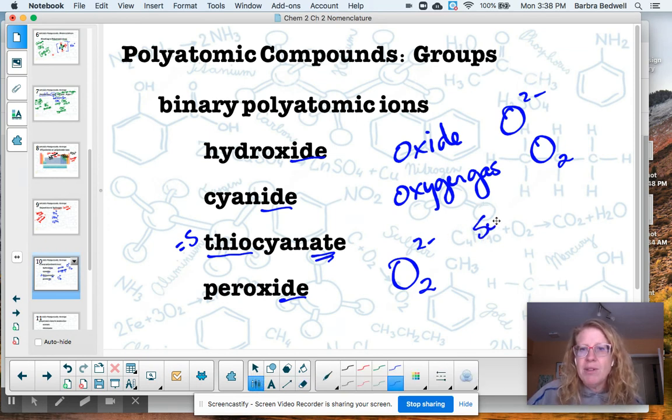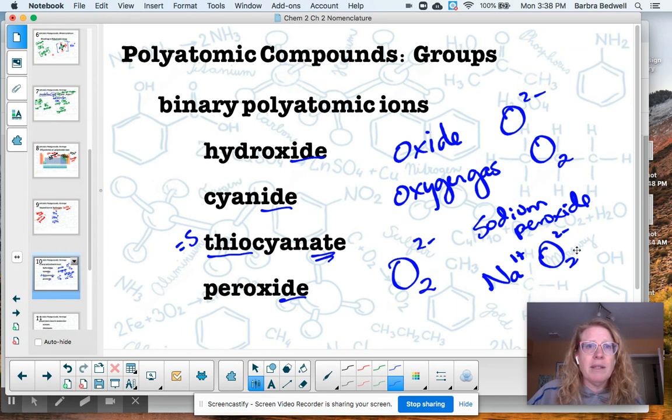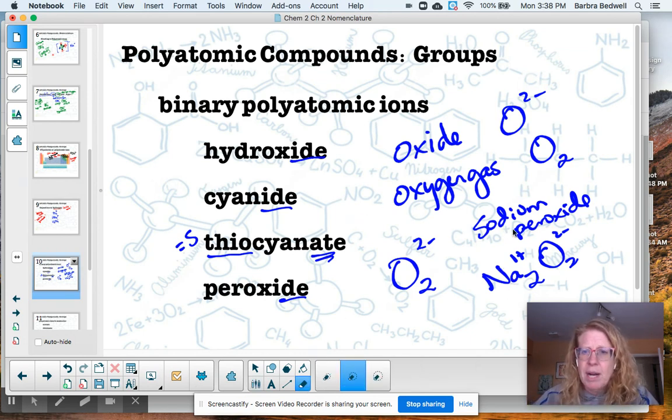So if you want to think about sodium peroxide, you get sodium, which is a 1+, and then peroxide is a polyatomic. It's O2 with a 2-. So when you balance your charges out, you get Na2O2, and it looks really weird because this is one of those few times that you don't reduce down those particular names and formulas. Peroxide is definitely a weird one. Use a lot of caution with peroxide.